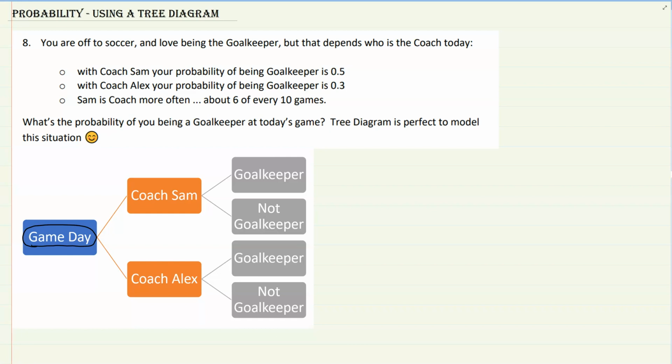So Coach Sam coaches more often. About 6 out of 10 games he would be coaching. That means Alex would coach 4 out of 10 games. Okay. And then if Sam is coaching, the probability of you being in goal is 0.5.